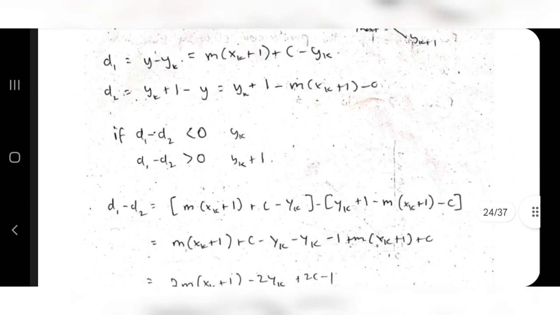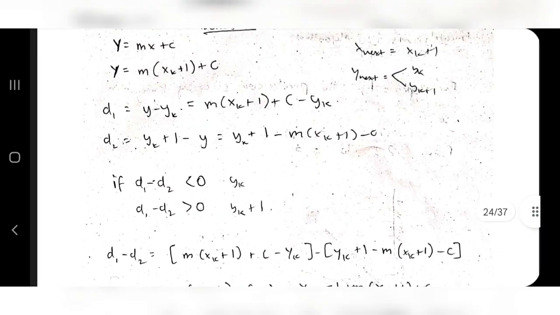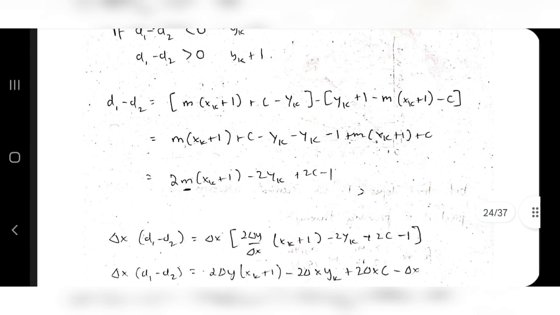Then we will write the equation. We have d1 value, we have d2 value. We will write this equation here and then we will be simplifying it. Okay, just a simplification thing. While simplifying, we will get another term m here. So what is m? By this equation, we can get the value of m here. So m is nothing but delta y by delta x, right? M is equal to delta y by delta x.